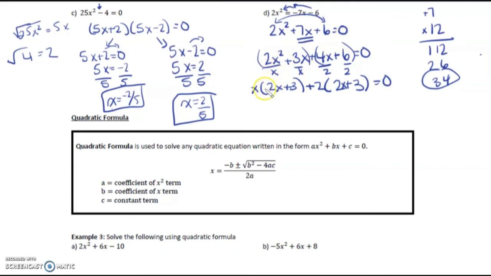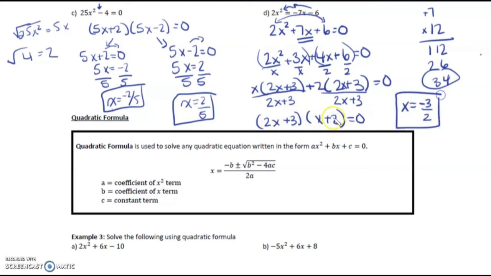Now, if we have two terms, we can do a common factor. For these two terms, the common factor is 2x plus 3. Okay, so the common factor goes out front, 2x plus 3, and then we have x plus 2 left over. Okay, when we equate both of these to 0, this one we rearrange and we'll get negative 3 over 2. And then this one, because the coefficient of x is just 1, we can just do x equals negative 2.